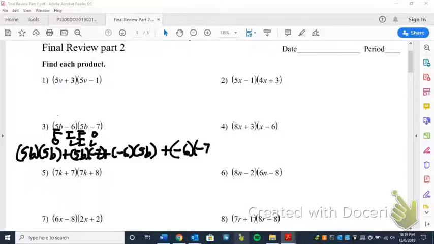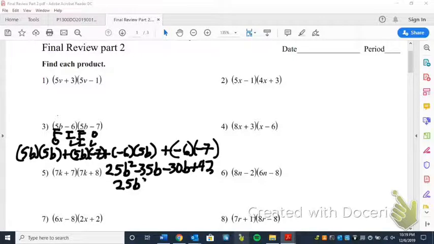So we then have negative 6 times negative 7. So that gives us 25b squared minus 35b minus 30b plus 42. That's plus 42 because we're multiplying two negatives together. So we have negative 6 times negative 7. That gives us a positive 42. Combine like terms in the middle. We end up with 25b squared minus 65b plus 42. And that's the answer.